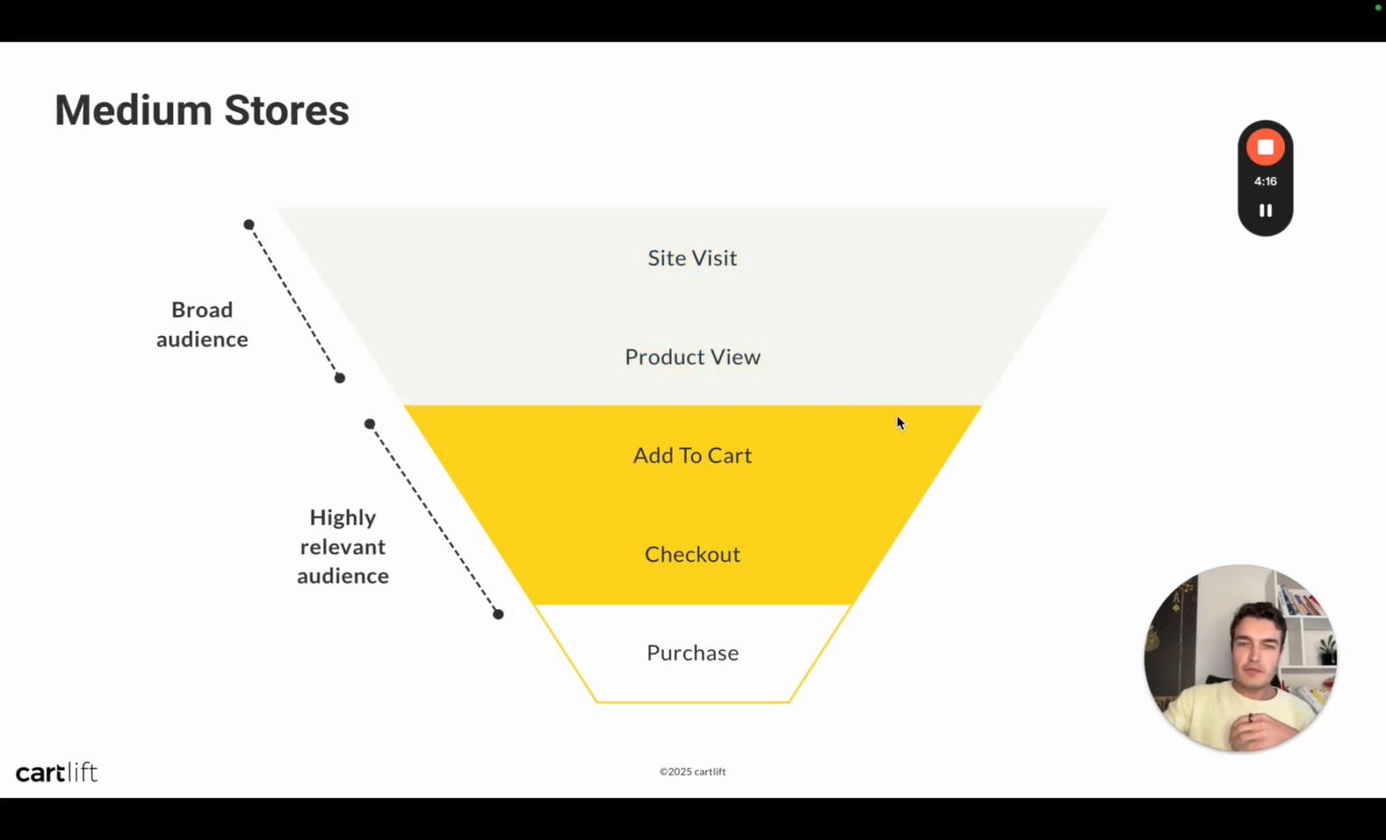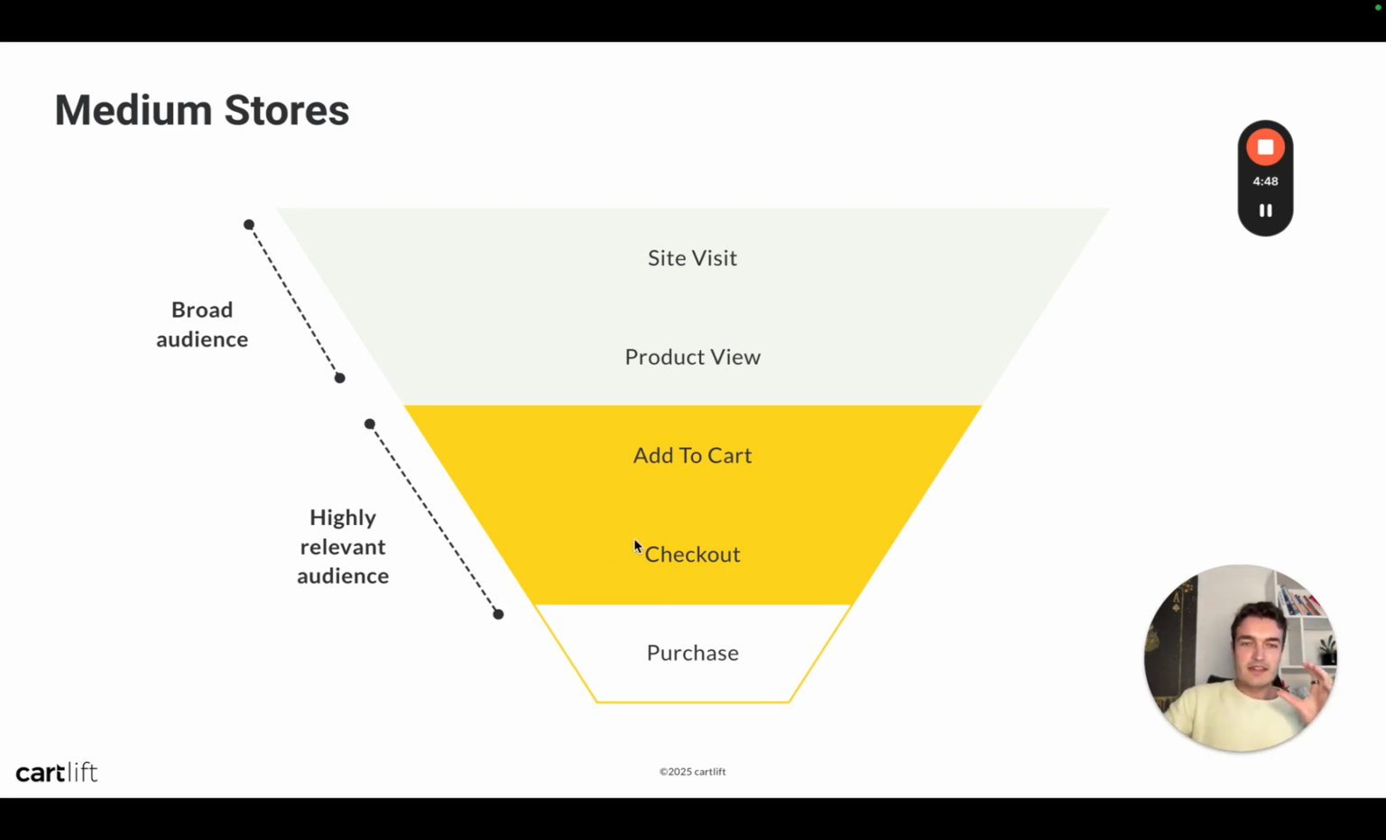Then you have medium stores. Here you want to segment, remember, 10,000 to 100,000 visitors very roughly. You want to segment between the broad audience of people who have just visited your site and viewed a product, and those that are highly relevant or already signaled a lot of buying intent by either adding something to cart or reaching the checkout. So you have the broad audience, everyone to your site except for people that purchased, checked out, or added to cart, and the highly relevant audience, add to carts and checkouts. Now, what's the idea here?